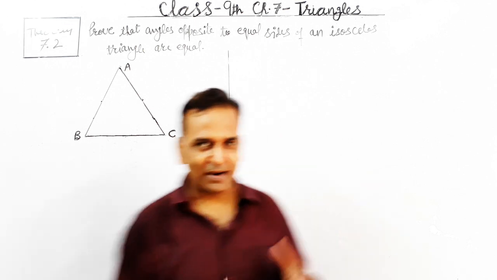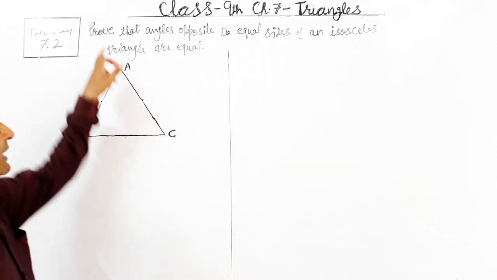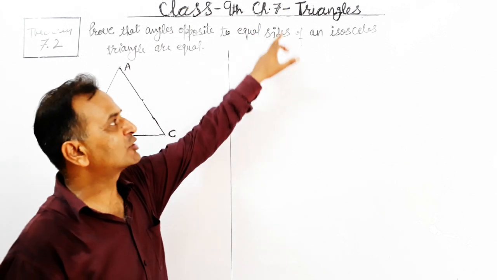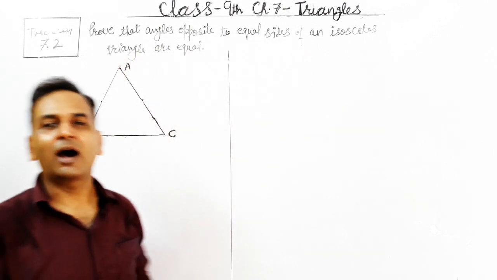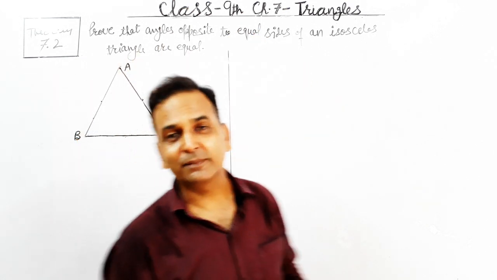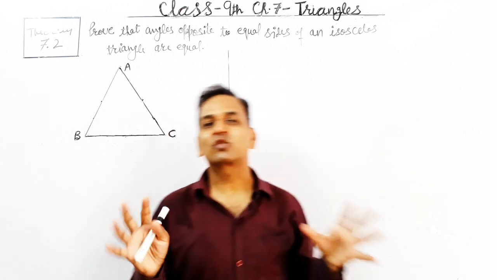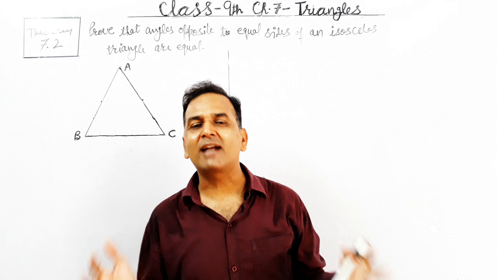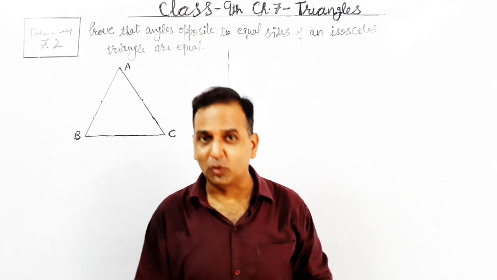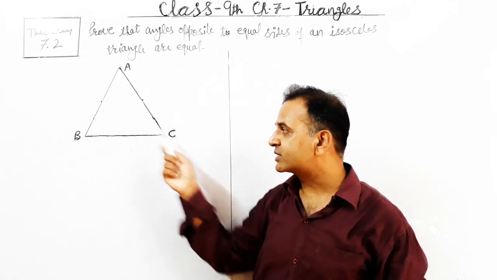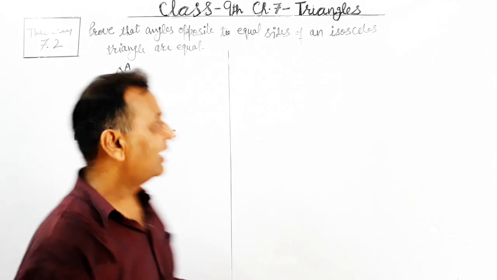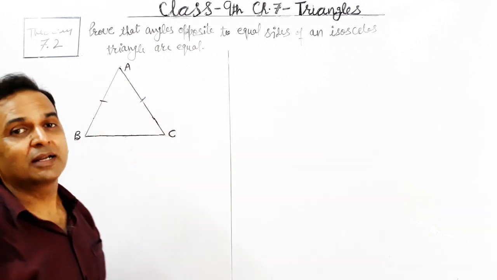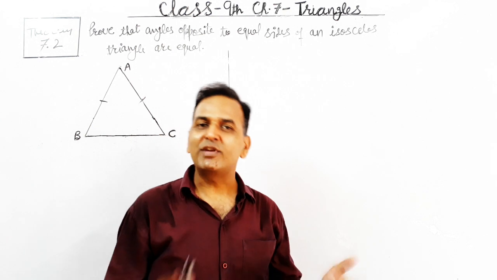Okay, let us start. According to the statement, prove that angles opposite to the equal sides of an isosceles triangle are equal. What does it mean? It means if there is an isosceles triangle, we know very well, an isosceles triangle is one in which two sides are equal. Suppose this triangle ABC is an isosceles triangle and these sides AB and AC are equal to each other. Then what do we have to show?